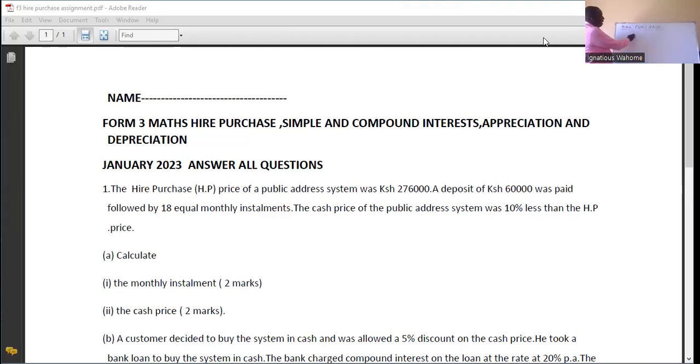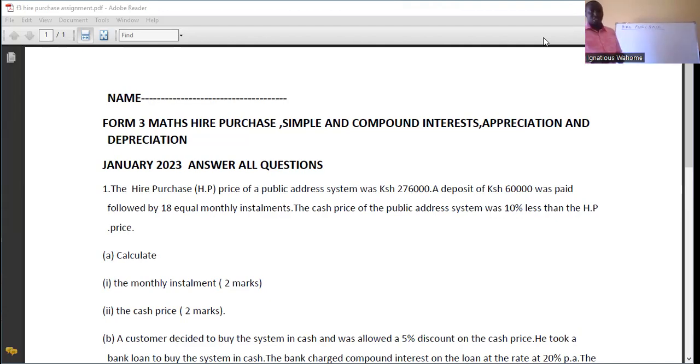When you talk of the higher purchase, it is when you buy goods on installments. When you buy goods on installments, the question is provided there, and this one is a past KCSE question.